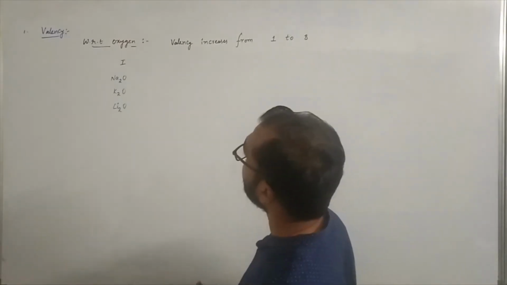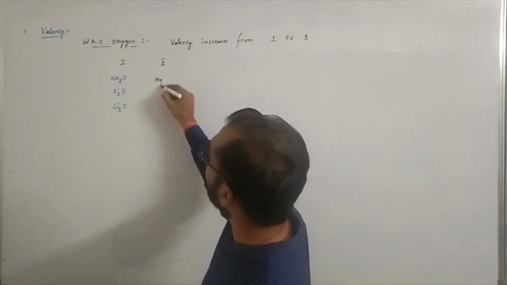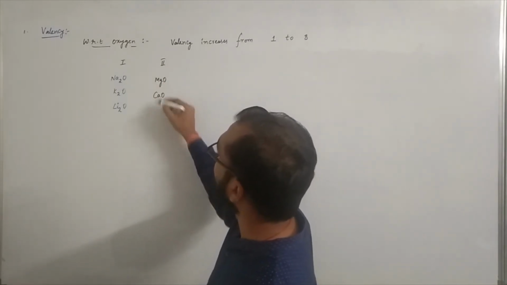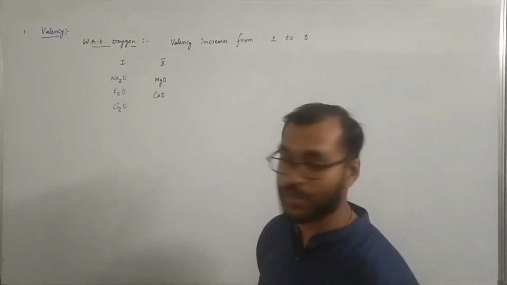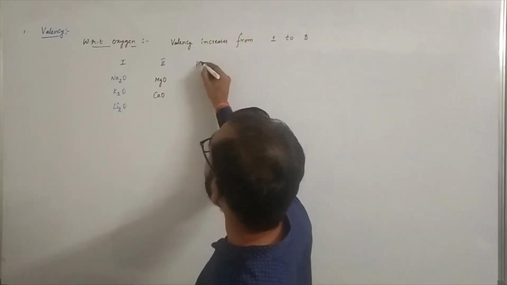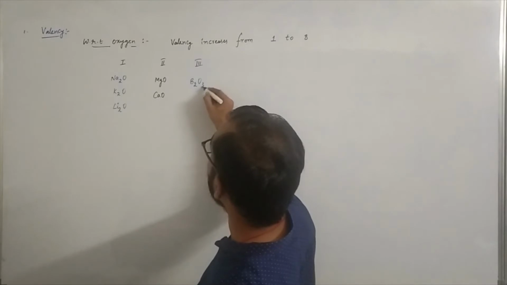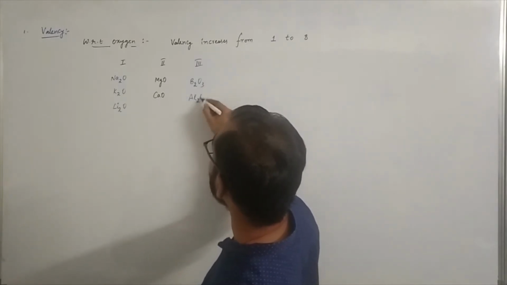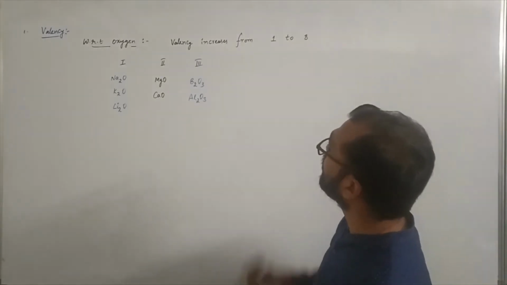Similarly, if you take second group, magnesium oxide, calcium oxide, valence of oxygen is 2, magnesium is also 2. That's why 1:1 ratio. Next 3. Can I write as B2O3, Al2O3, etc. Here valency is 3.